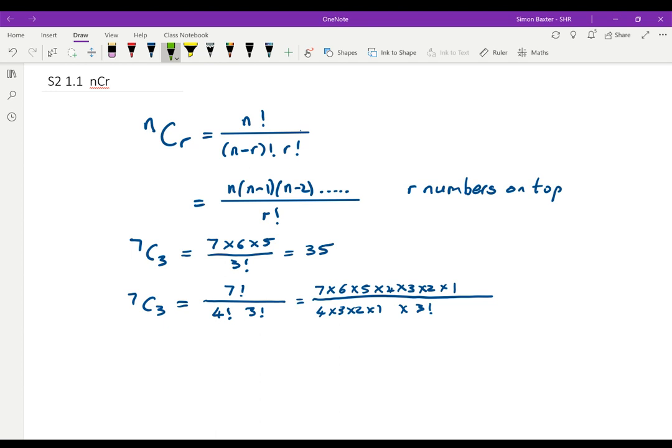Well, we can cancel the 4s, we can cancel the 3s, we can cancel the 2, we can cancel the 1 just for the sake of it, and we find that we are left just with, on the top line, 7 times 6 times 5, and on the bottom line, 3 factorial, which is what we get if we use the second formula here.